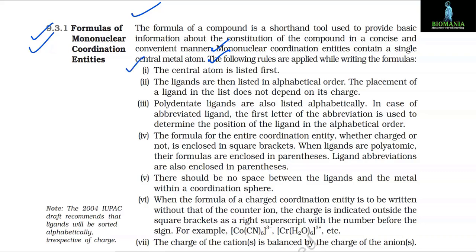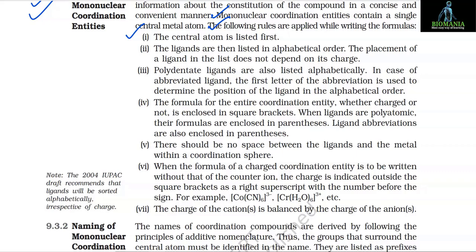Number 1. The central atom is listed first. Number 2. The ligands are then listed in alphabetical order. The placement of a ligand in the list does not depend on its charge. Number 3. Polydentate ligands are also listed alphabetically. In case of an abbreviated ligand, the first letter of the abbreviation is used to determine the position of the ligand in the alphabetical order.